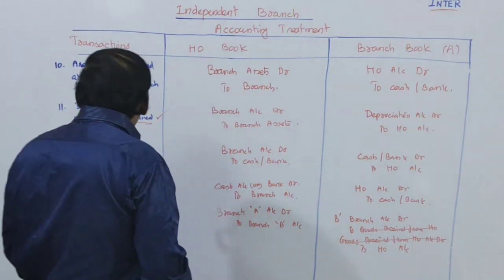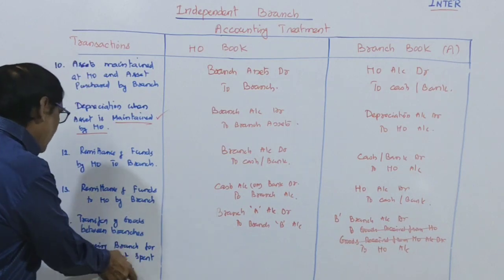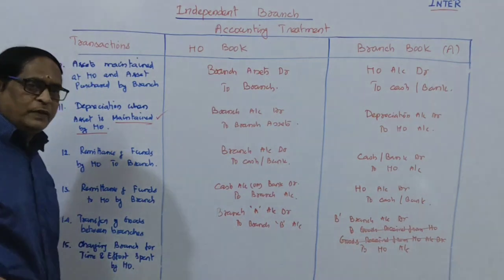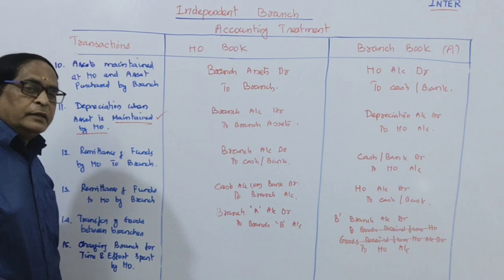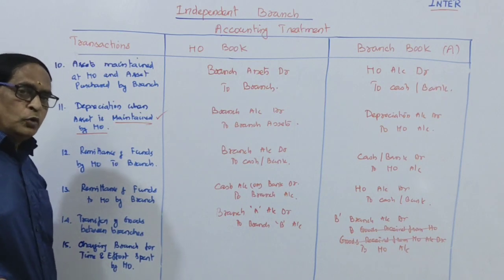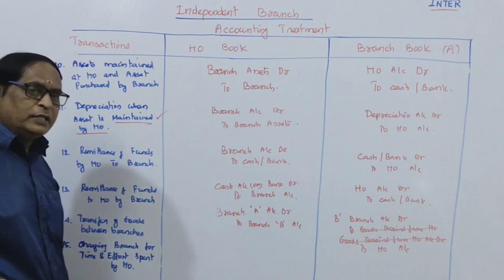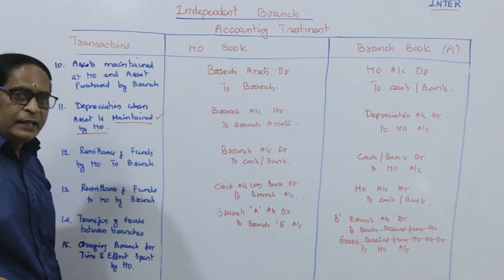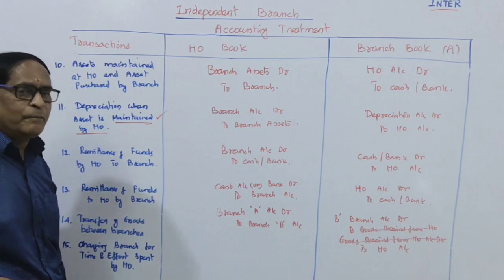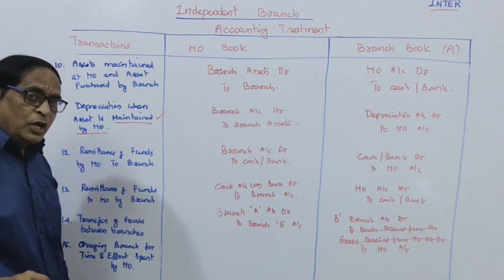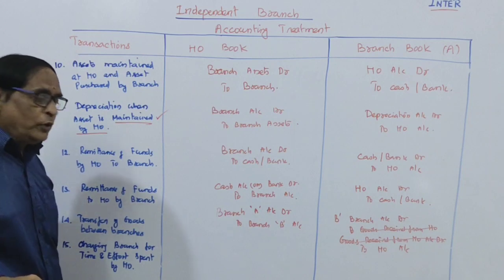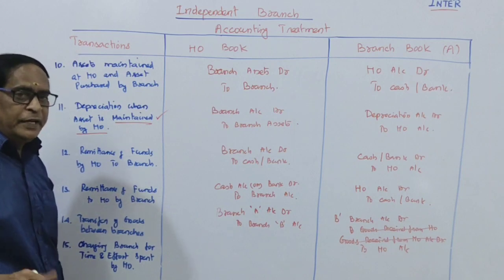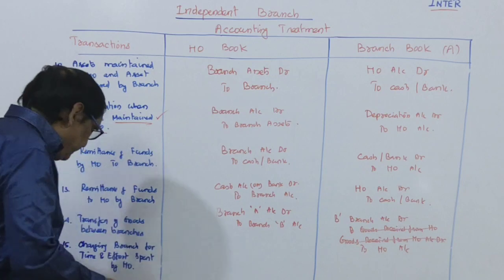Be clear. And then charging branch for time and effort spent by head office. Sometimes the head office will depute some personnel in order to supervise or do some services to the branches. At that time, they will charge some charges. Head office will charge. That charge will be the income for the head office. So income always will be the credit. So what will be the entry here?